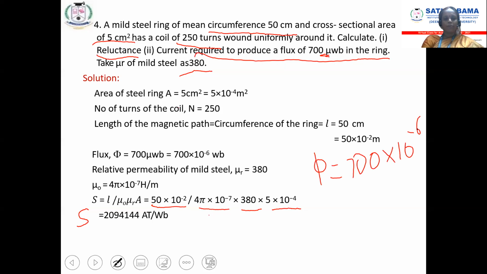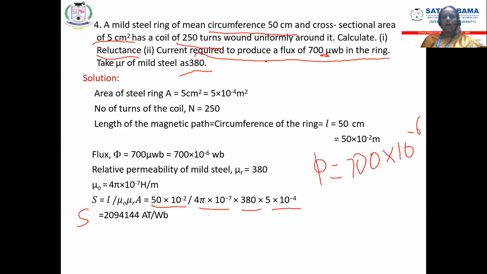You all remember the calculators are mandatory. So don't do any rough calculations. Bhavana is getting, Rashmita is getting, Mogit is also getting. Very good. Now, we have to know the current flowing through the coil. So first we will find out the MMF, and from the MMF we will find out the current.